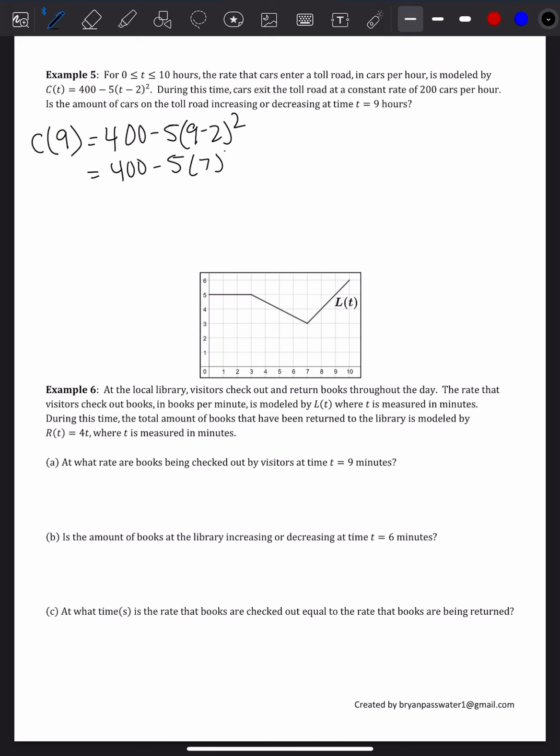So 9 minus 2 is 7. 7 squared is 49. 5 times 49 is 245. 400 minus 245 is 155. So we are going to be looking at this as 155 cars per hour, and this is specifically entering.